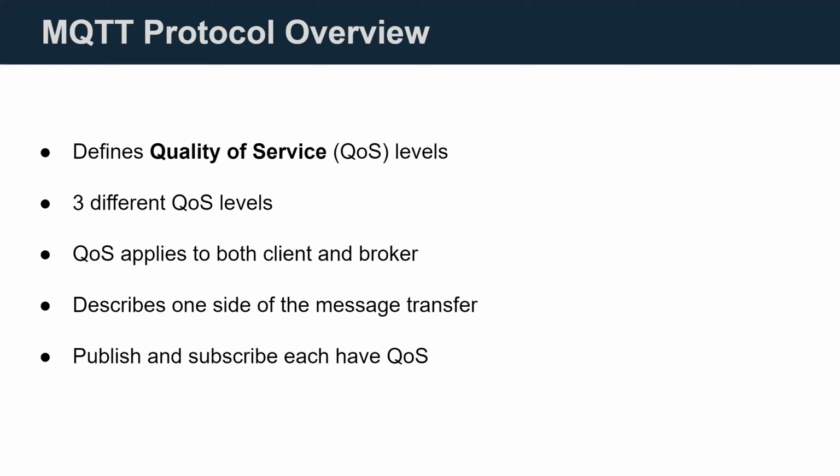The highest QoS level is determined by the party with the lowest QoS. In other words, client A can publish at QoS 1, but if the subscriber, client B, for instance, uses QoS 0, then client B will only be sent a QoS 0 version of the message from the broker.